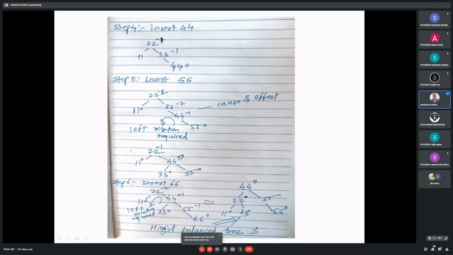Is that completed? Sir, when we are rotating 44 upwards, is it compulsory that 22 comes on its left side, because it has a smaller value than 44? Left, it is small, that's why. Sir, 33 was also small, that's why I asked. 33 was already on the left. See the previous step number 5. 33 was on the left, and it was greater than 22, therefore it was on the right. Okay, sir, got it.